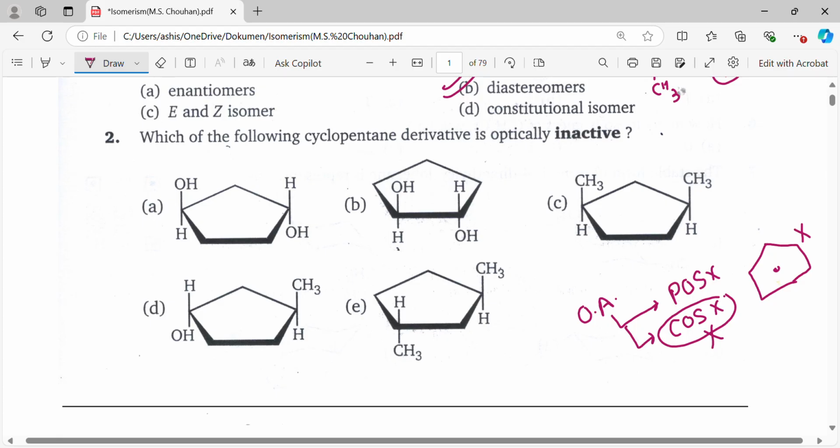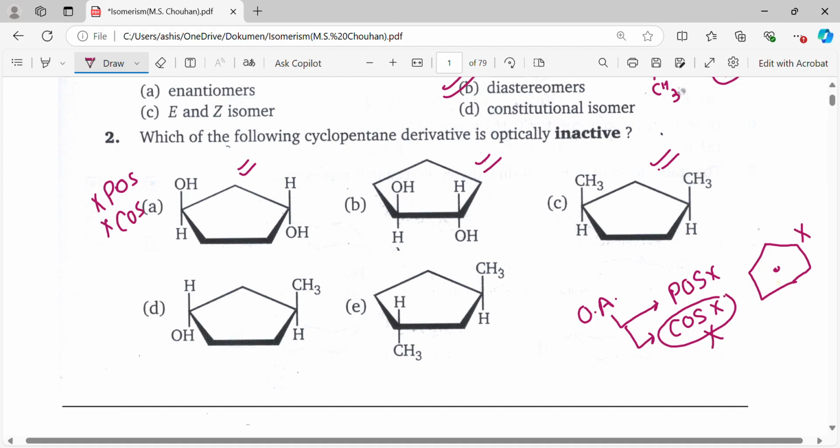Now we have to check the POS, plane of symmetry. In the first compound, plane of symmetry is absent, so there is no POS, no COS. So we can say it is an optically active compound. This one is also optically active because POS is also absent here. It is also optically active, and this one too.